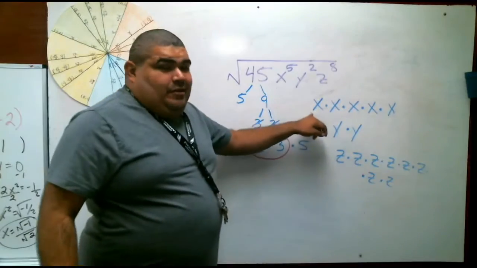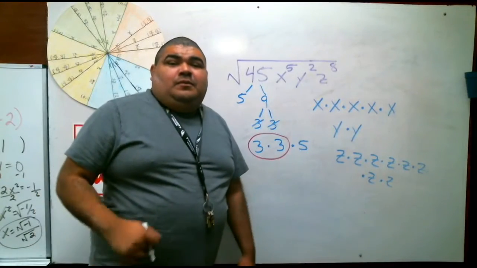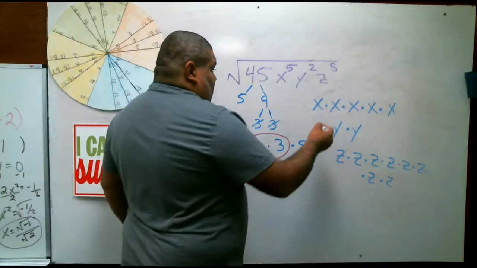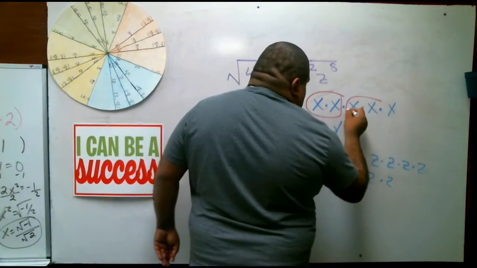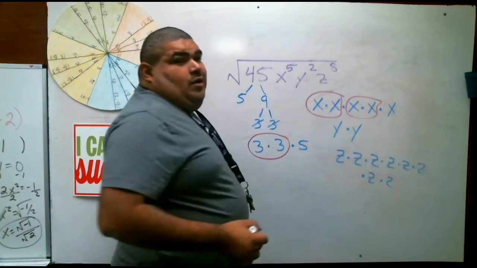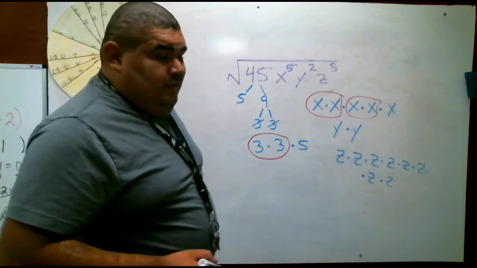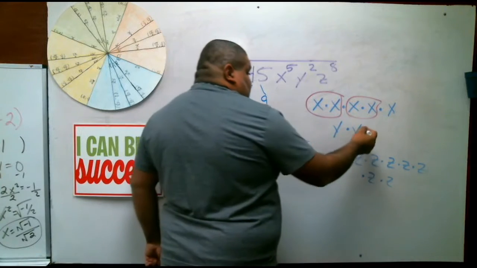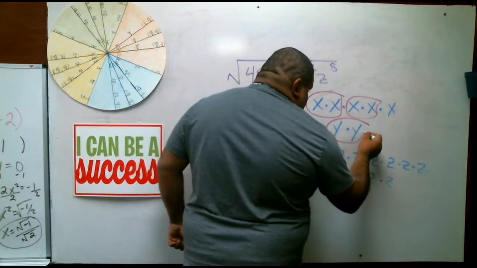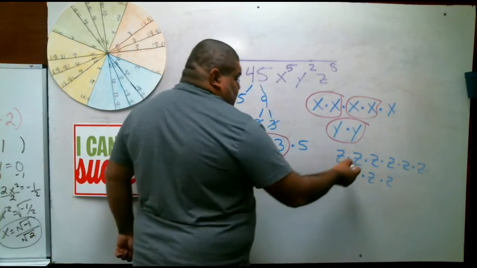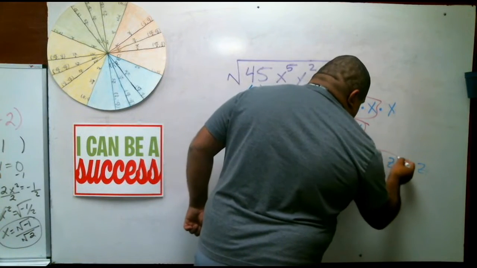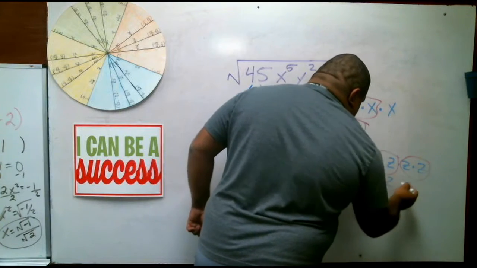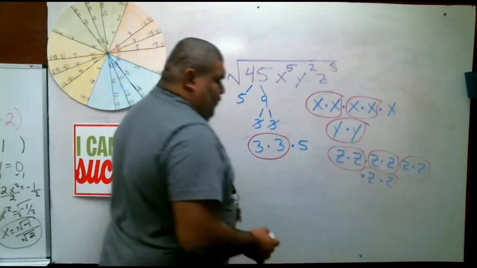Do we have any pairs of x's? We do. We have 1 pair, 2 pairs, and then 1 left over, okay? Y's, the same. We have only 1 pair. And then z's, we have 1 pair, 2 pairs, 3 pairs, and 4 pairs.